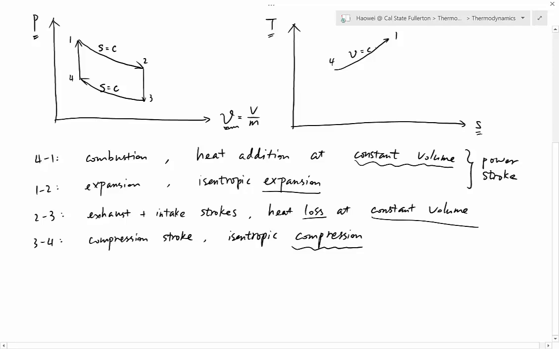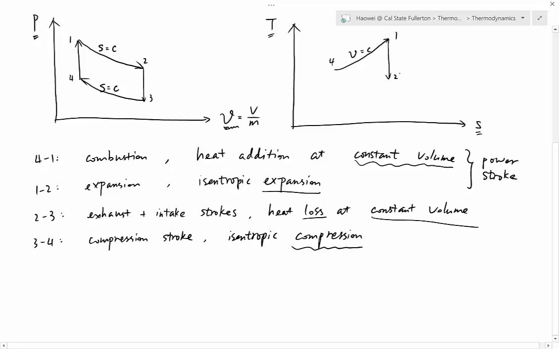And then let's sketch 1 to 2, isentropic expansion. Isentropic means entropy, which is the x-coordinate, doesn't change, so it must be a vertical line. Go up or go down, we check the y-coordinate, which is temperature. Since this is an expansion process, temperature must go down. So 1 to 2 is vertical and down.